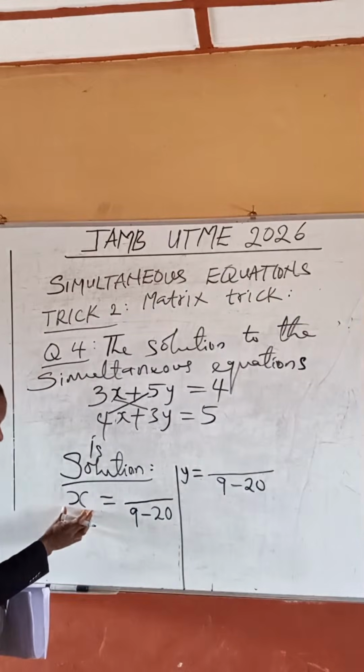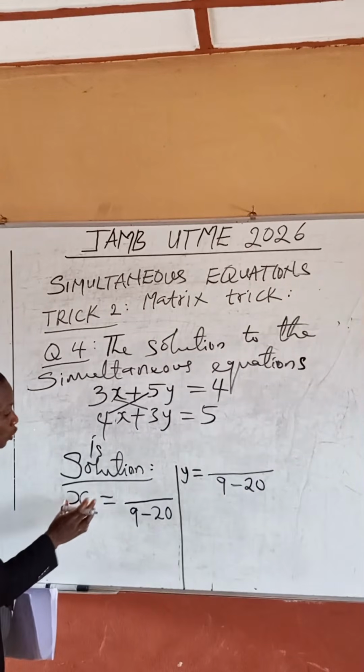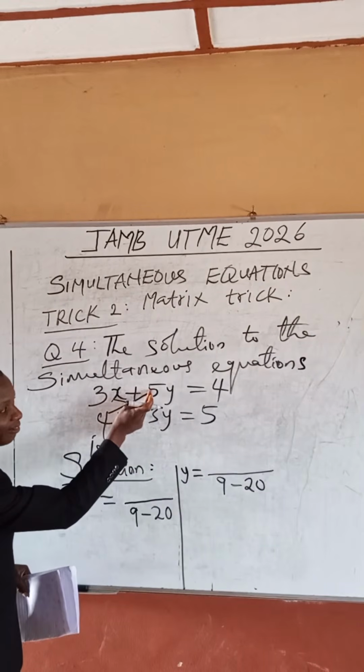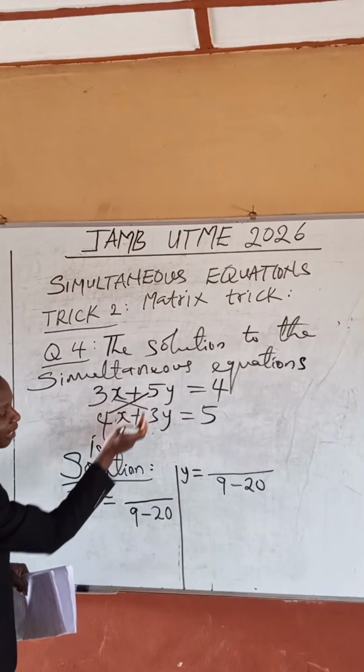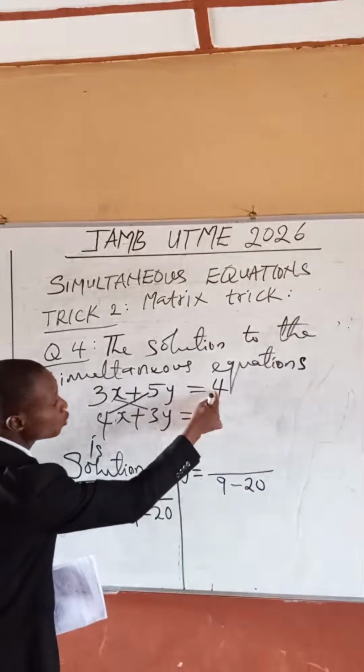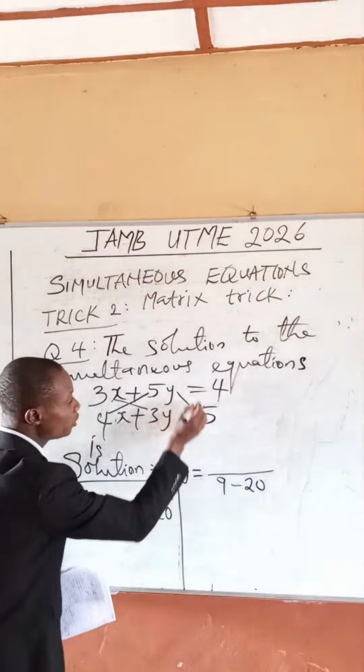It's time to find X. When finding X, use the coefficient of Y. These are the coefficient of Y, right? 5 and 3. That's +5 and +3. The signs are very important. So cross multiply it with this. This is what we are going to do here.